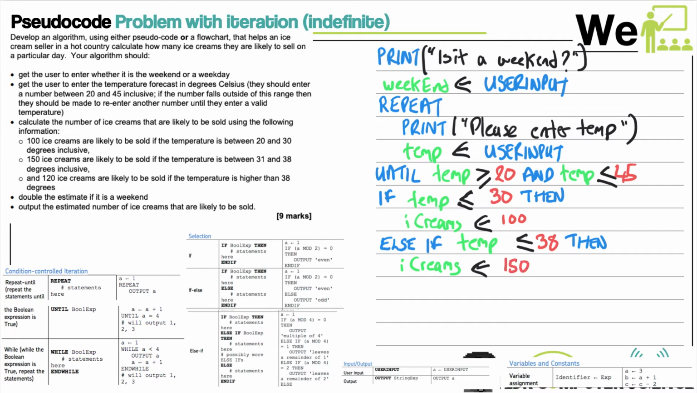Now for the last one, you don't have to do else if temp is greater than 38. You can just say else. Why can you just say else? Well, because it's the last one left. So we can say else.